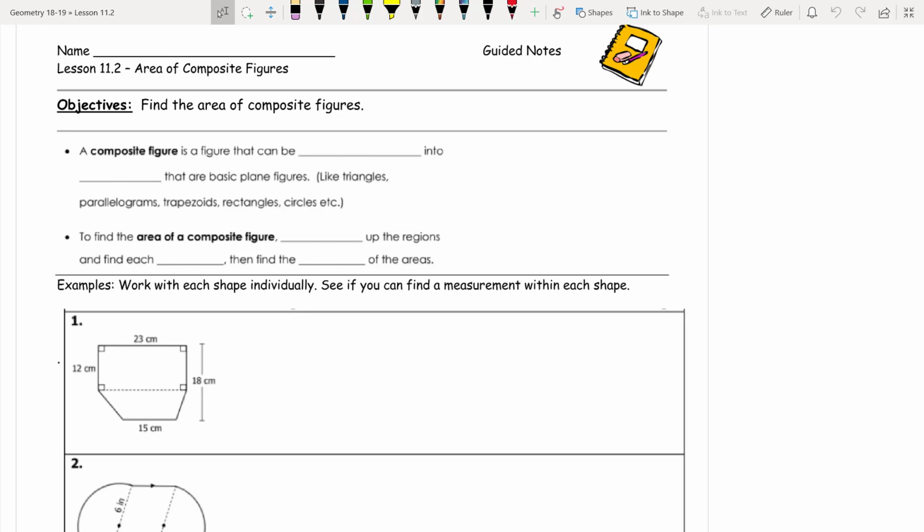Mr. Marone here. We are in 11.2, which is a whole section on area of what are known as composite figures, or these kind of odd looking shapes that we don't have formulas for. So we have to use a little bit of a process to solve these. And simply put, a composite figure is a figure that can be broken into parts.